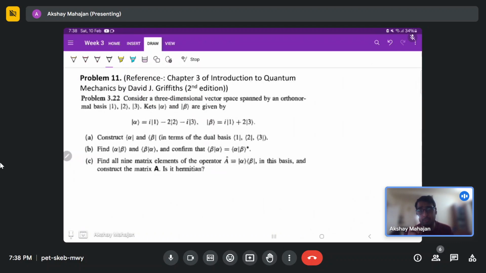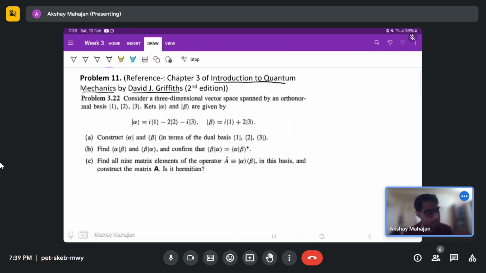So in problem number 11, if you have any doubts in quantum mechanics, or you don't remember something and want to brush up your concepts on quantum mechanics, this is the book that I earlier mentioned as well, Introduction to Quantum Mechanics by David J. Griffiths. These two problems are from that book only, and these problems are on bracket notation. So hopefully you will get a little bit of practice from this problem.